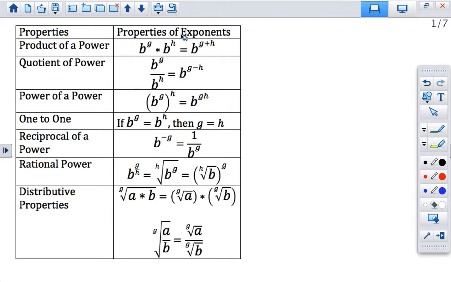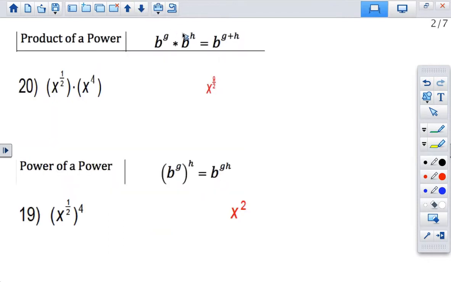All right, so let's look at this. We have lots of different properties: the product of a power, quotient of a power, power of a power, one-to-one properties, reciprocals of a power, rational power, and distributive properties of exponents. All of these properties you've seen before, or at least you should have seen before, not in Algebra 1, sorry, mostly in Algebra 2. You might have covered some of them in Algebra 1. I'm going to take a couple of properties at a time and just go over them.